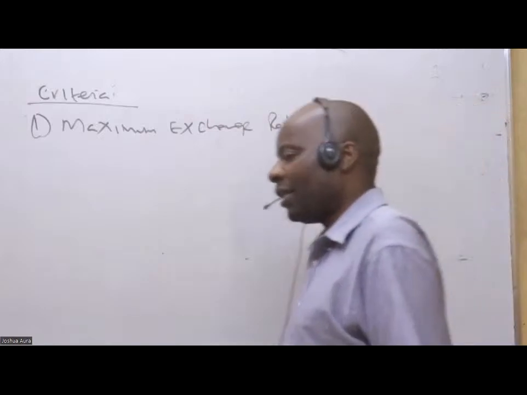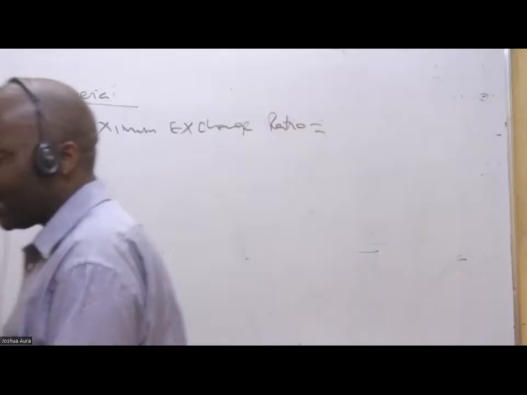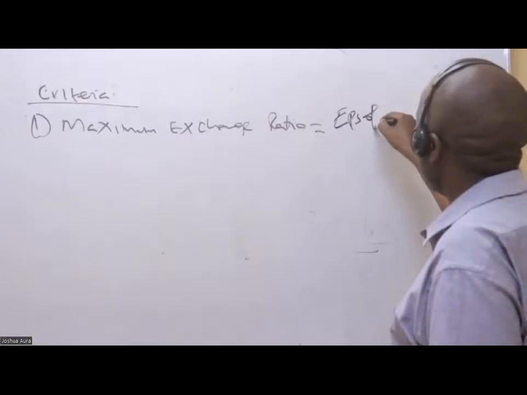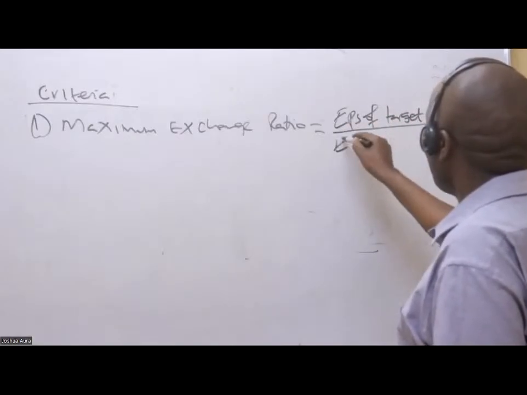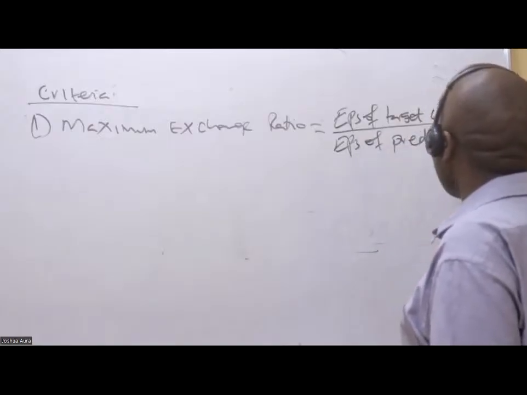You guys are letting me down. EPS of the target company over EPS of predator. So it is EPS of target company over EPS of the predator company.